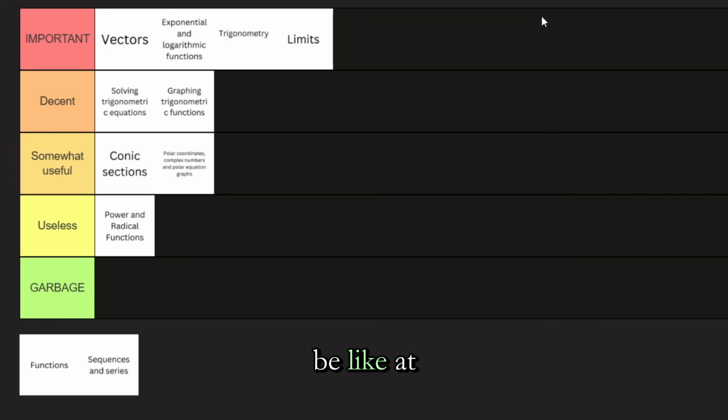So this would be like at the top of the top. Sadly, I don't have a tier above this, but I would say, yeah, this is a very, very, very important unit in pre-calculus, and you really, really need to know it, especially if you want to take calculus in the future.